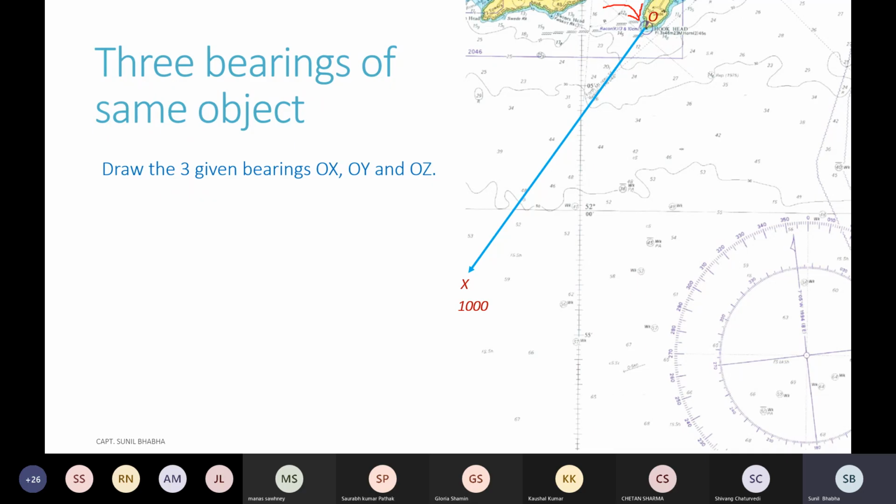Let's plot the second bearing line now. This is the second bearing line on the chart. Let's name it OY, and this bearing was taken at 1025. Let's plot the third bearing line now. This is the third bearing line on the chart. Let's name it OZ, and this third bearing was obtained at 1100 hours.